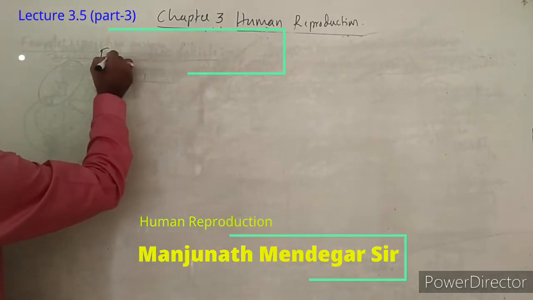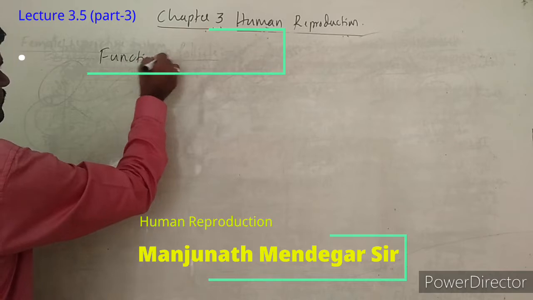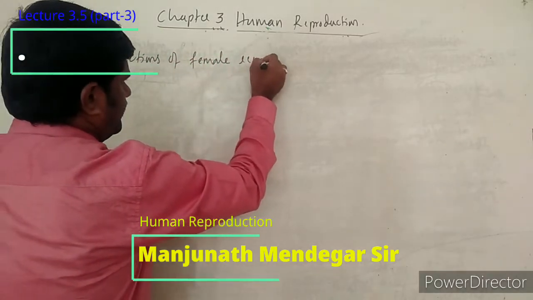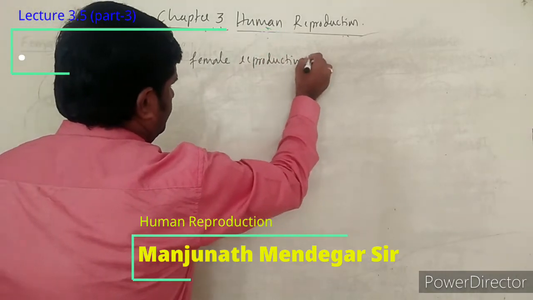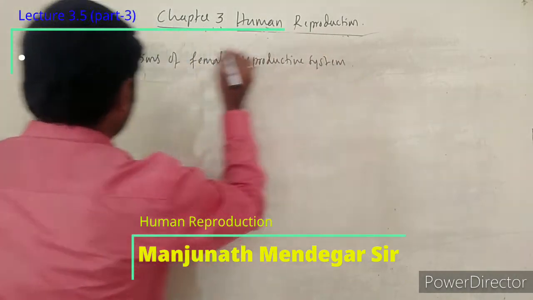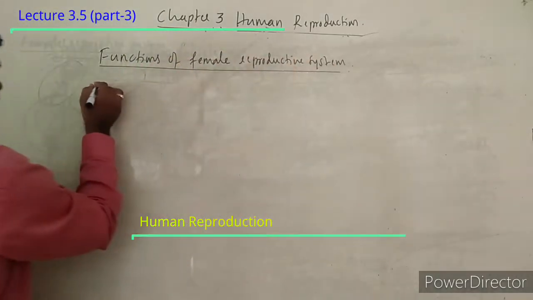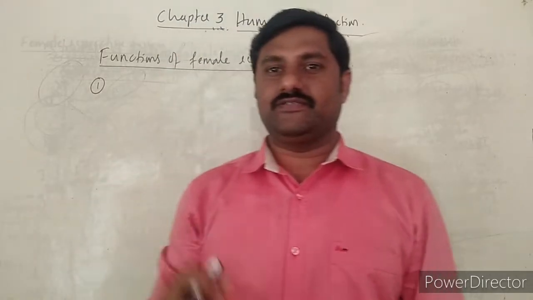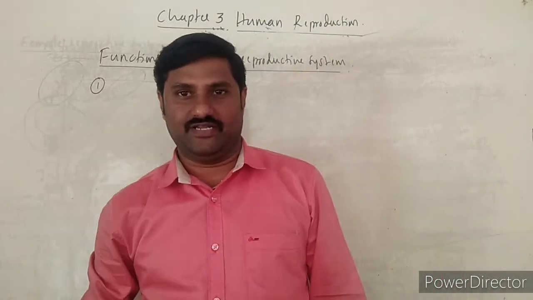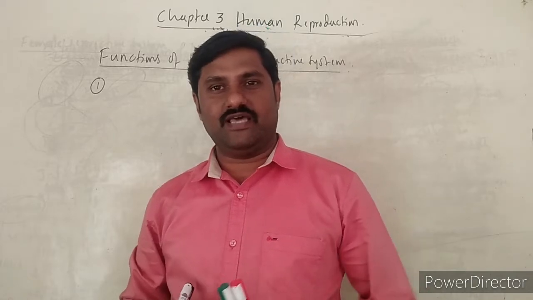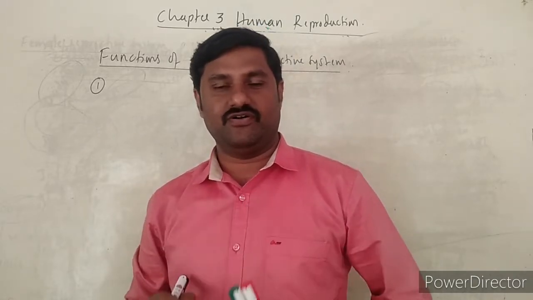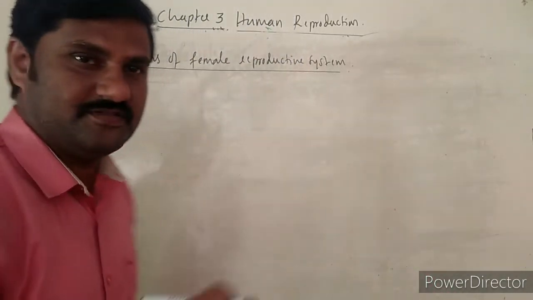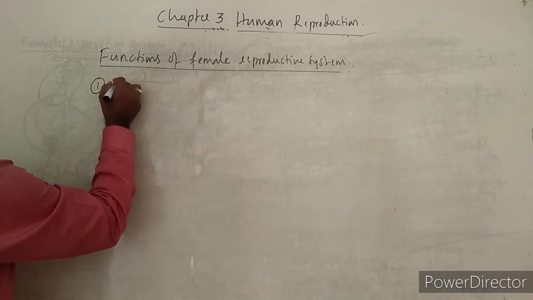The functions of the female reproductive system. The first function is, the female reproductive system mainly consists of the ovaries, the primary sex organs. Primary sex organs, as you know, help in the production of the ovum or egg cell itself, right? So this is the first function of the female reproductive system.